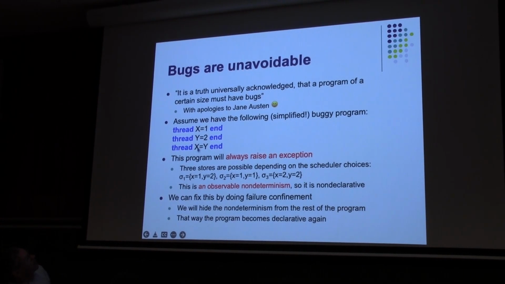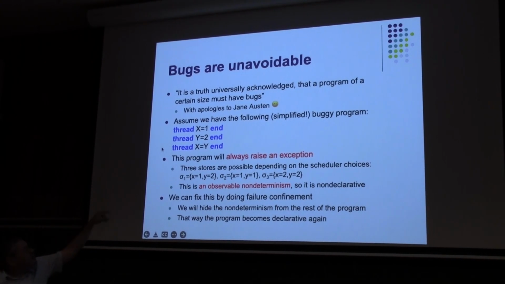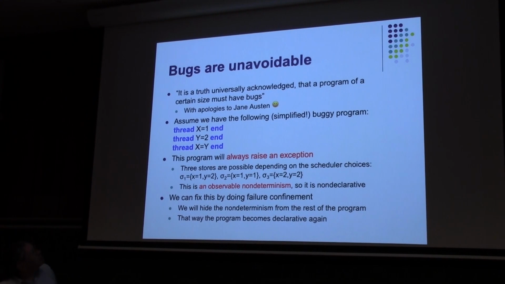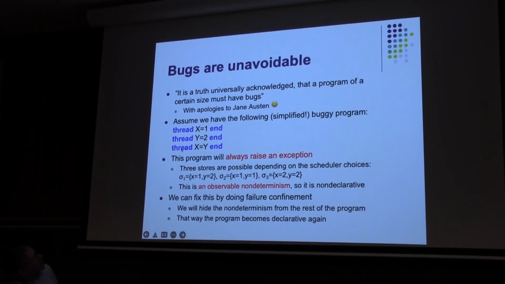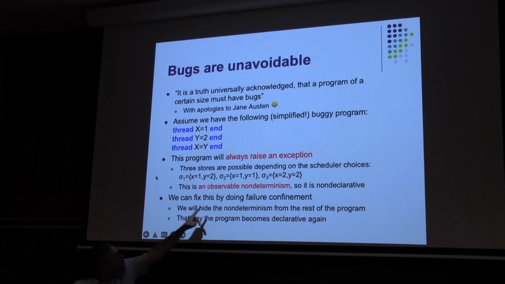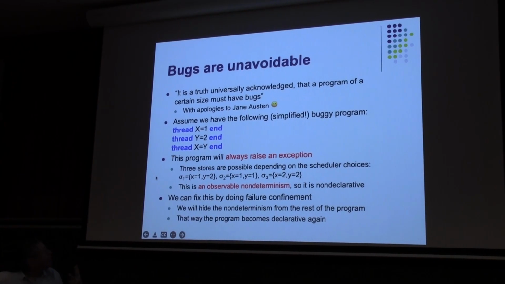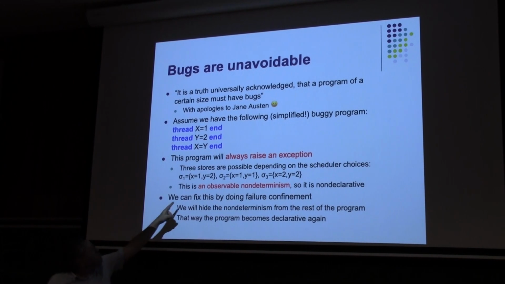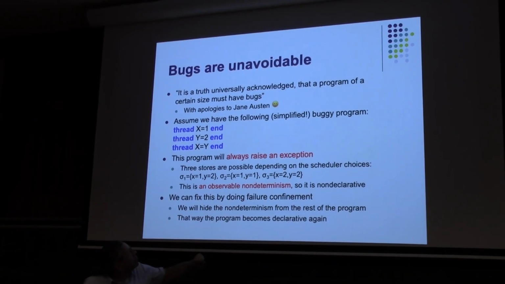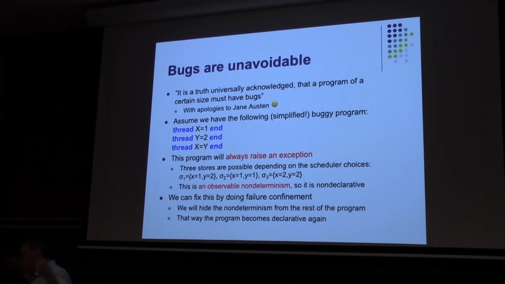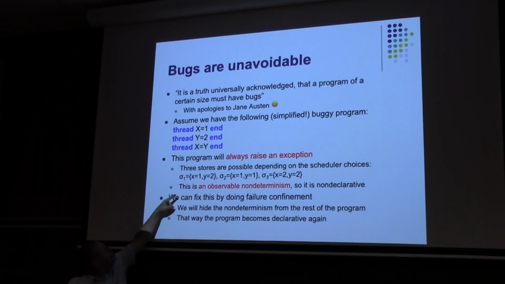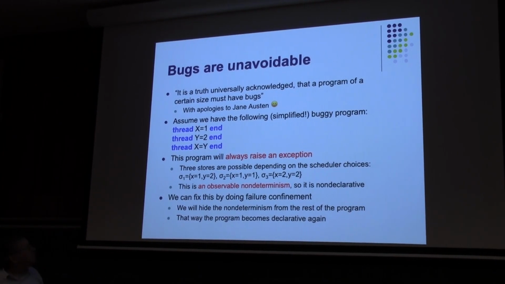So here's a program. X is 1, Y is 2, X is Y. Notice it doesn't work. It's inconsistent. Let's say you have a huge program, but at the end of the day, it's doing this. So that's a bug. This will always raise an exception. And depending on the scheduler, there are 3 possible stores that are different. It's either 1-2, or 1-1, or 2-2. Which one do we get? We don't know. It depends on the scheduler. This is an observable non-determinism. That's non-declarative, and it's because of the bug.